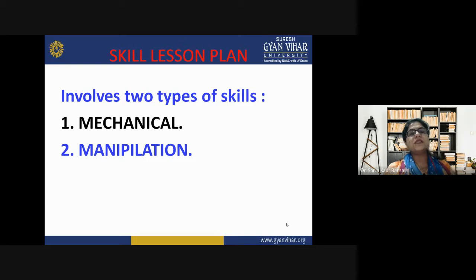Now comes the skill lesson plan. A skill lesson plan, as its name suggests, is about developing some skills, and it focuses more on enhancing the skill among your students. So the learning objectives would be accordingly. It involves two types of skills mainly: first is mechanical, second is manipulation. So this is how it is done.